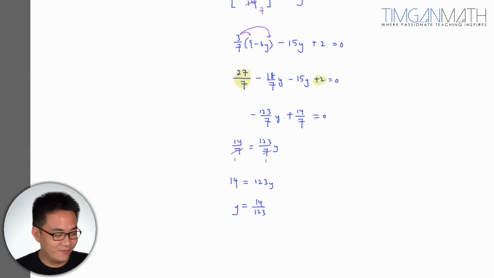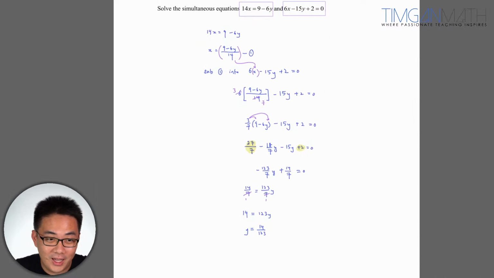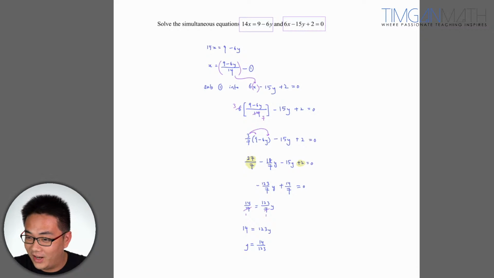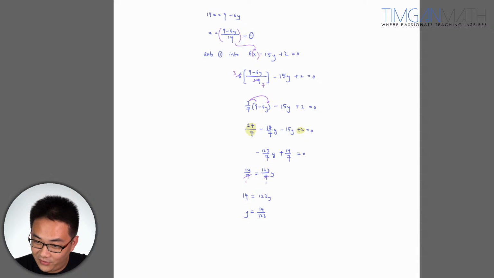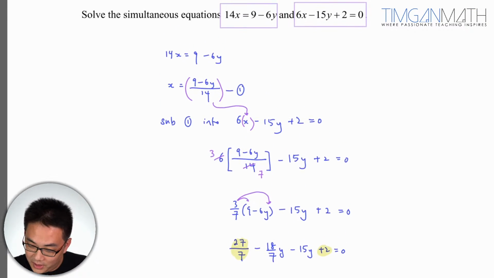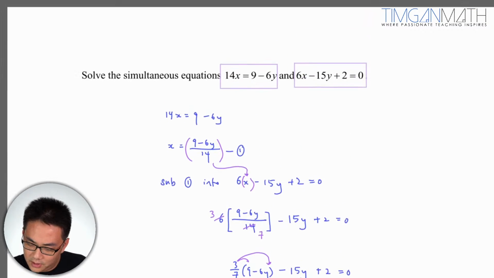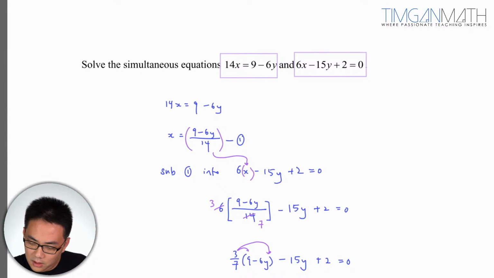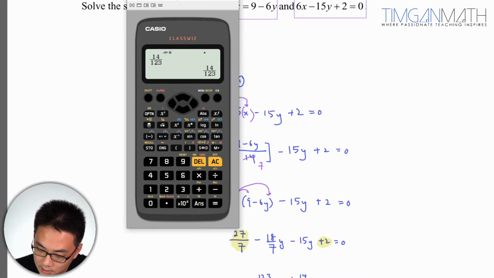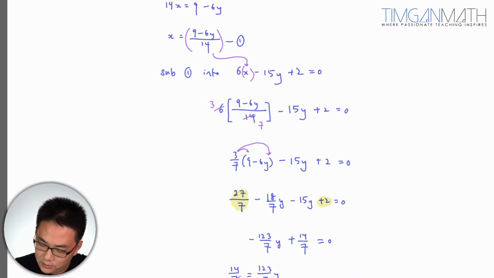Let me see. Yeah, I obviously made a mistake somewhere. I'm not sure where, but let me check. So from the first one, 9 minus 6y. This would be 3 over 7, 6 over 14. Let me bring my calculator. 6 over 14 is actually 3 over 7, so it's correct.